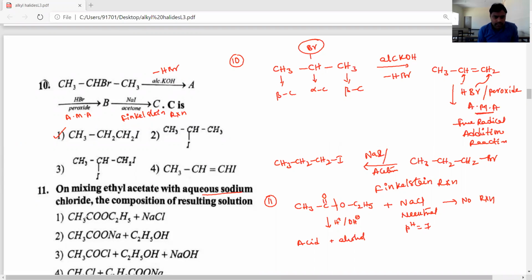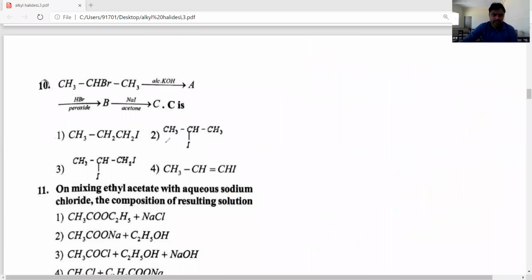So the answer is that only ethyl acetate plus NaCl will be present in the resultant mixture. The ethyl acetate cannot be hydrolyzed. If you want hydrolysis of ethyl acetate, then either acidic or basic medium is required. Ester hydrolysis in acidic medium is a first order reaction. Ester hydrolysis in basic medium is a second order reaction. So the ester in aqueous NaCl means the resultant solution has the same composition. There is no reaction, so the first option is correct. This kind of question is also very, very important. Let's see the next question.